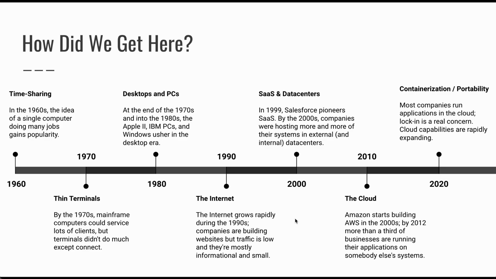So I think this is an interesting history because I think if you pay attention to this, there's some cyclical nature to the way that we've approached computing over the last 60 years or so. So time sharing, if we go way back into the 60s, this is before my time, way before my time, but the idea of a single computer doing many jobs gains popularity. Basically, this was the point where you had a computer and it would do several things. This is the first point where everything was running on a single machine.